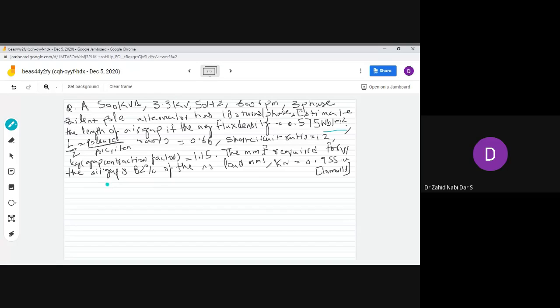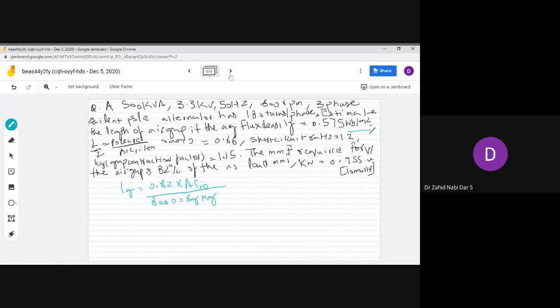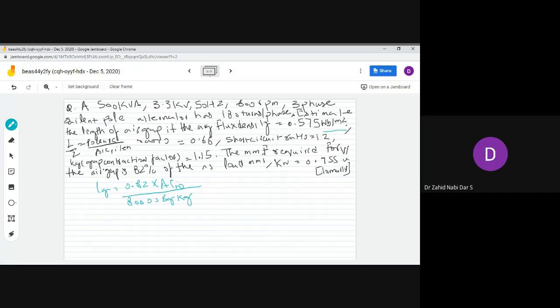We need the lg value, and we know that this would be equal to 0.82 into the ampere turns at full load divided by 80,000 Bg Kg. We know this because we just now calculated it. If you go to the last point, it is 80,000 Bg Kg. So we need this value. The Kg value is given, and the Bg value is already mentioned there.